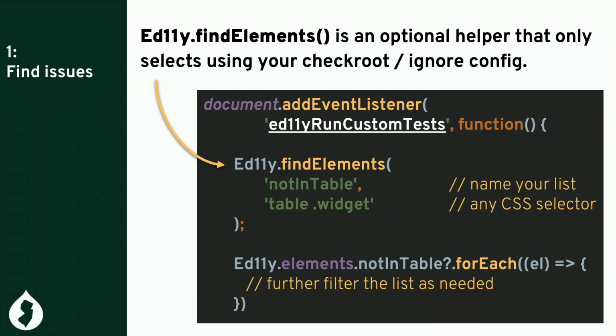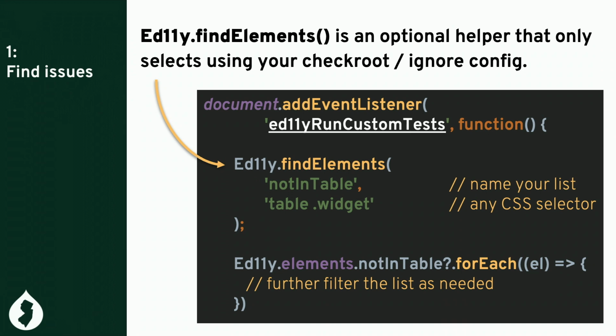It's basically JavaScript's query selector all if you're a JavaScript person, but it's nested in all kinds of stuff. So you can just say edly find elements. You give it a string that's just what you want, what you're going to refer to this as later when you want to go and get the results from it, and then you give it a CSS selector. So let's say table.widget, and then the edly elements array gets populated with the results of that.